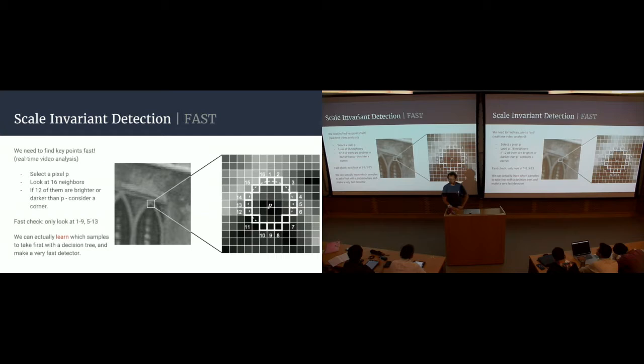It's very fast. What is the output variable for that decision tree? Right. So a decision tree will tell you if this is a corner or not. It's a key point or not a key point. Right.